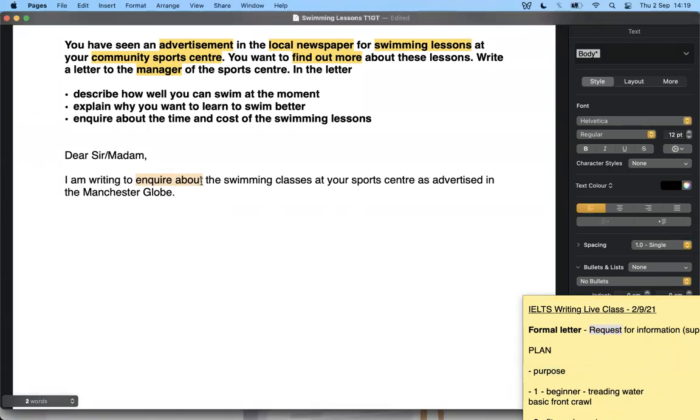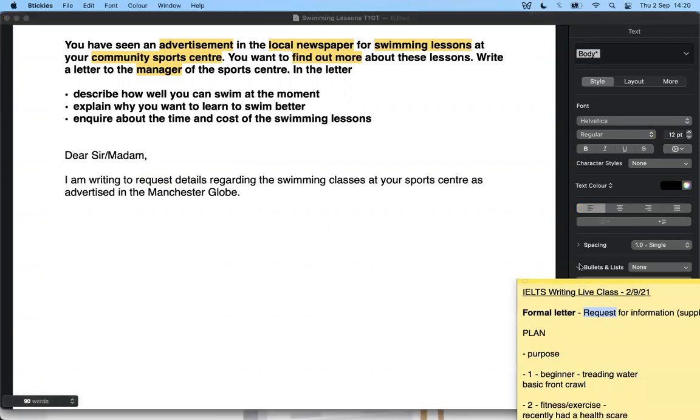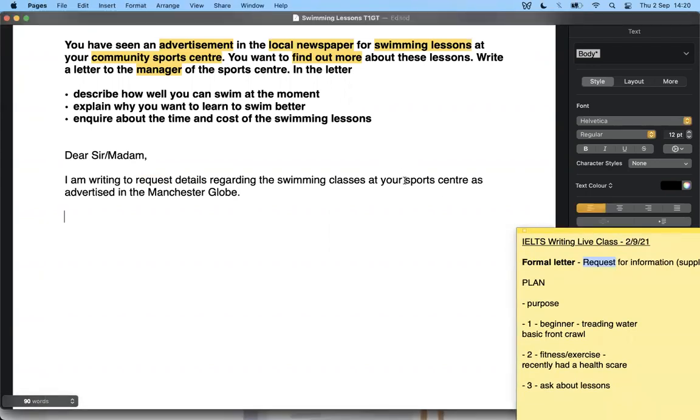So this is fine. I don't really think this would have any problems at all, but if you wanted to be on the extra safe side, yes, this is the purpose, it's a request letter, you could write: I am writing to request details regarding the swimming classes at your sports center as advertised in the Manchester Globe. Okay, but both are absolutely fine, I think.